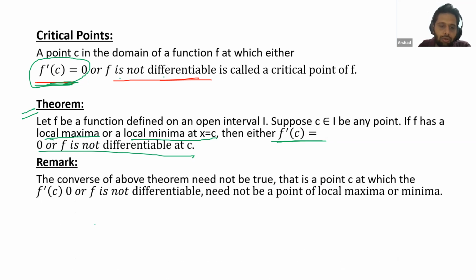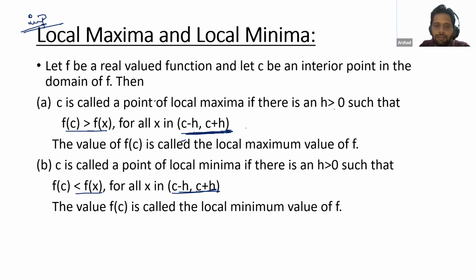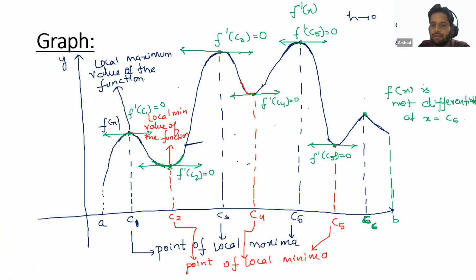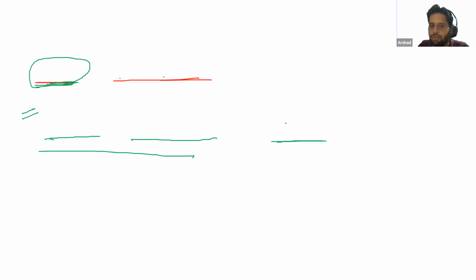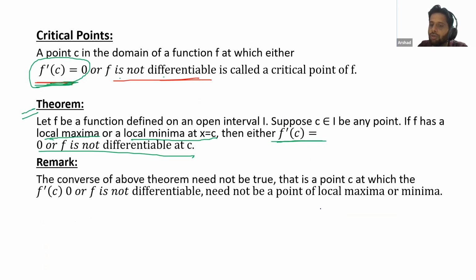So what we have discussed so far is that the local maxima or minima exist at the critical point. From the graph, if we check, the local maxima and minima exist at the critical point. So these are all critical points. But the converse is not true. That means if you have a critical point, it is not necessary that at that point you always have a local maxima or minima.